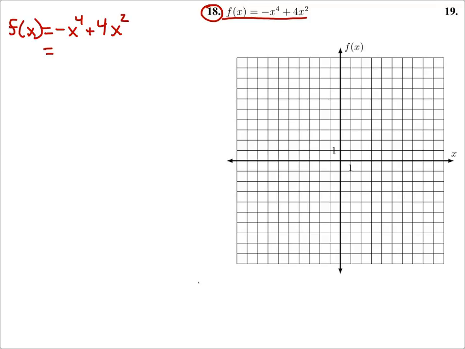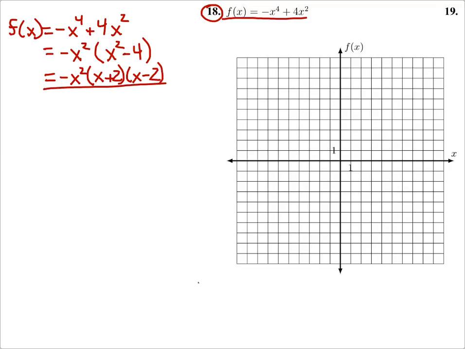Always begin factoring by looking for common factors, and there's an x squared that's in common, and since the leading coefficient is negative, we'll go ahead and factor out negative x squared. That leaves us with x squared minus 4. And that factors pretty quickly into x plus 2 and x minus 2. Now, this kind of factoring is probably pretty straightforward for you. If for some reason it's not, then you'll want to go ahead and use the quadratic formula.